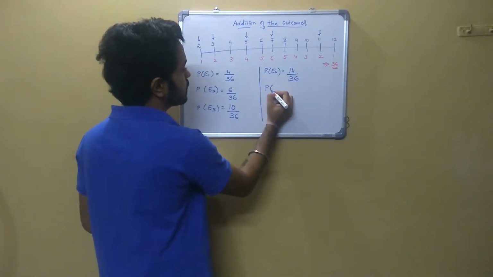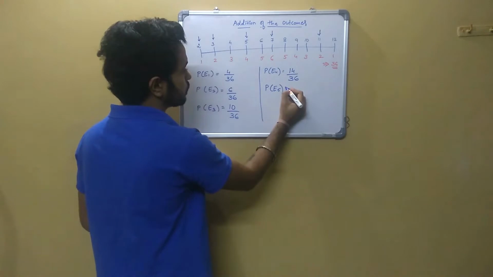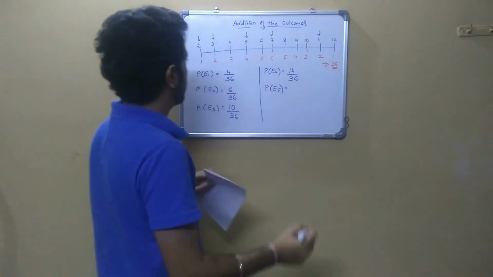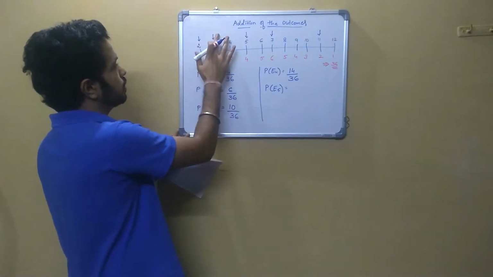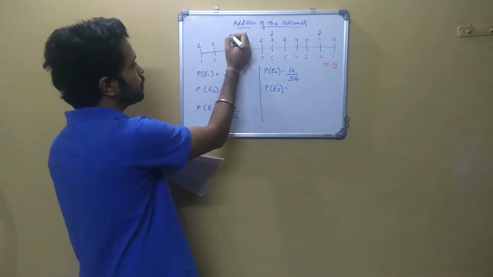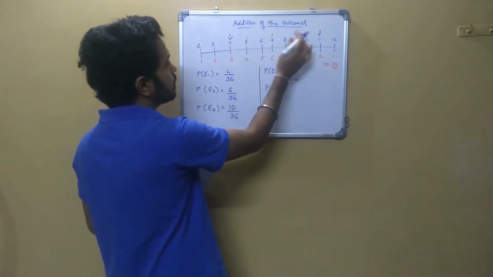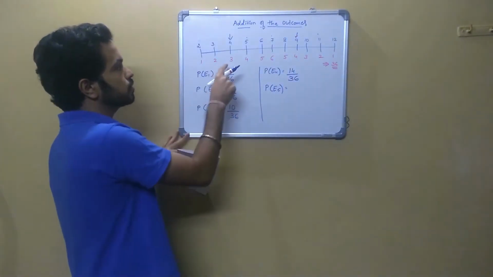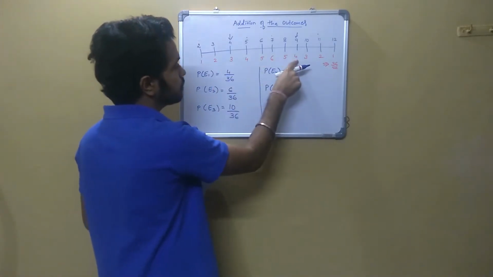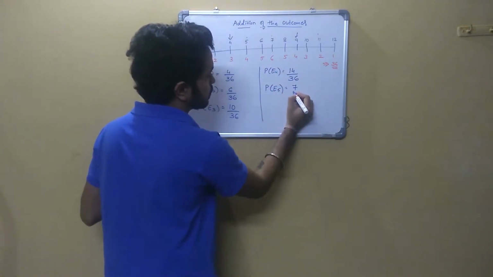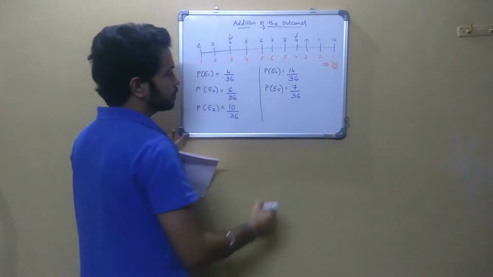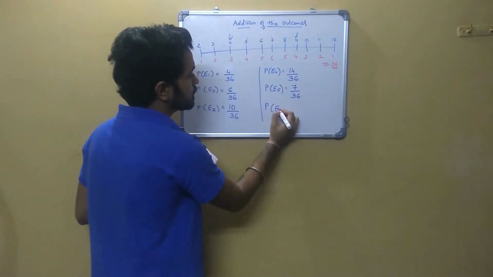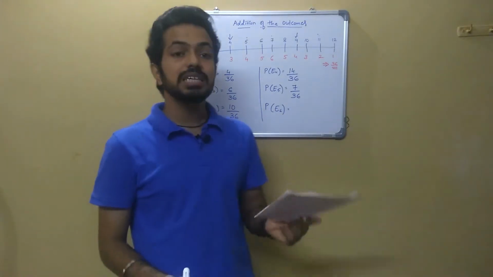P of E5, that is fifth event. It says that the sum is a perfect square. Now, how many perfect squares do we have over here? 4 is a perfect square and 9 is a perfect square. So only 2 perfect squares we have. So the outcomes 3 plus 4, how much is that? Correct. 7 upon 36. And the last question, which says that the sum is an even number.